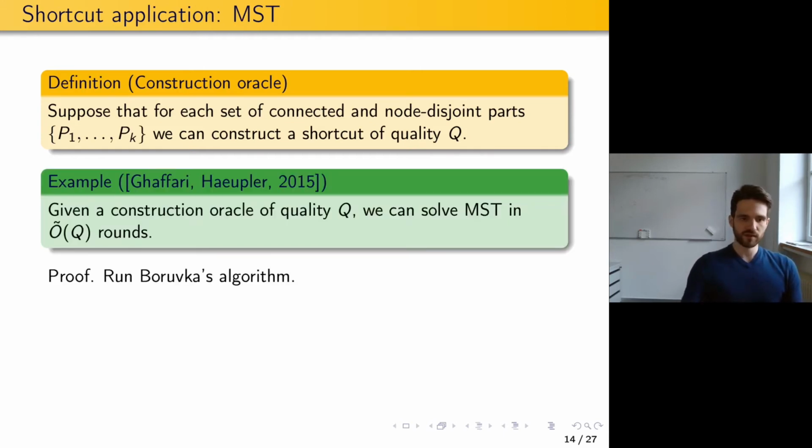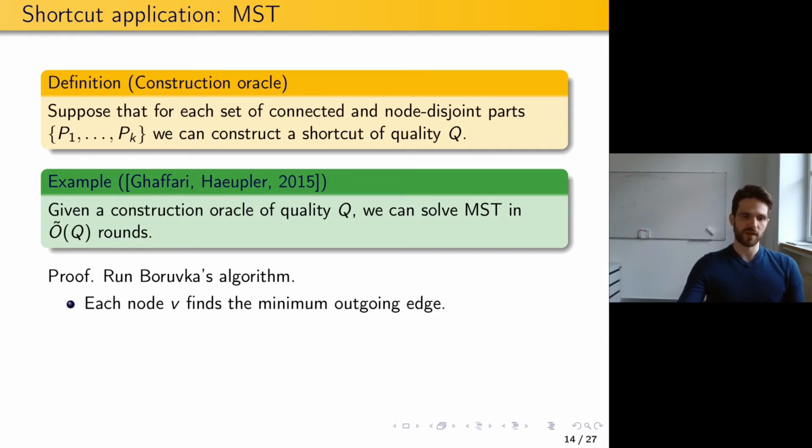So the claim is that once you have a construction oracle that always spits out a shortcut of quality Q, you can solve the minimum spanning tree problem in order Q time up to polylogs. And the proof for this is you just run the most natural Boruvka's algorithm, which is a classic algorithm to solve the minimum spanning tree problem. Since the algorithm is so simple, I will actually tell you how it works, which I'm sure most of you will know already, but let's say it one more time to be on the same page.